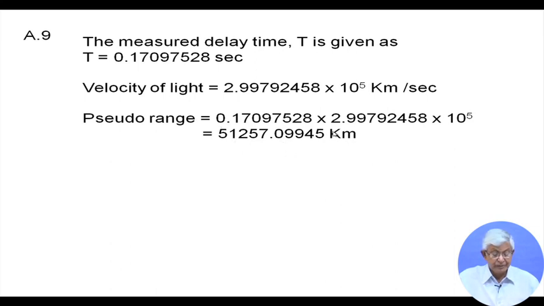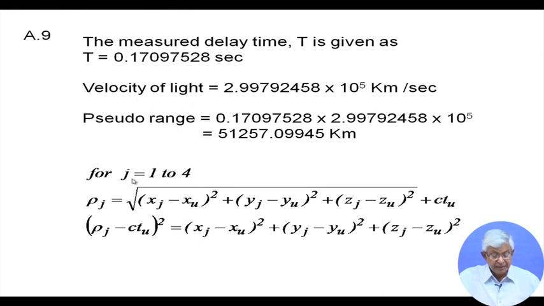Pseudo range is known. Now, we know for 4 satellites, j equal to 1 to 4, rho j, that is the pseudo range for each satellite, is the square root of x j minus x u whole square plus y j minus y u whole square plus z j minus z u whole square, plus c into t u, that is the clock offset, c is the velocity of light. Now, interchange the sides. So, rho j minus c into t u and squaring that, so that on the right hand side the square root can go out, it becomes x j minus x u whole square plus y j minus y u whole square plus z j minus z u whole square.